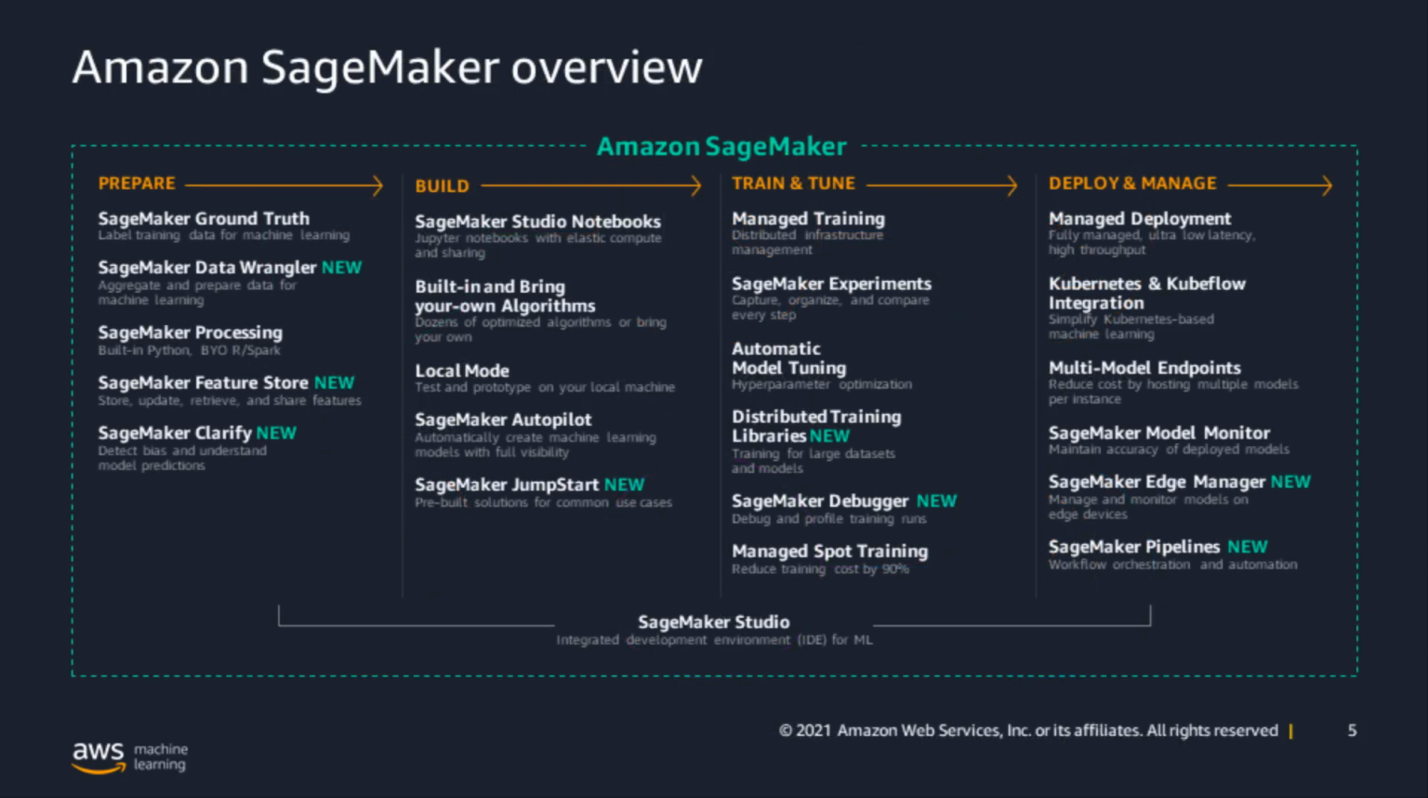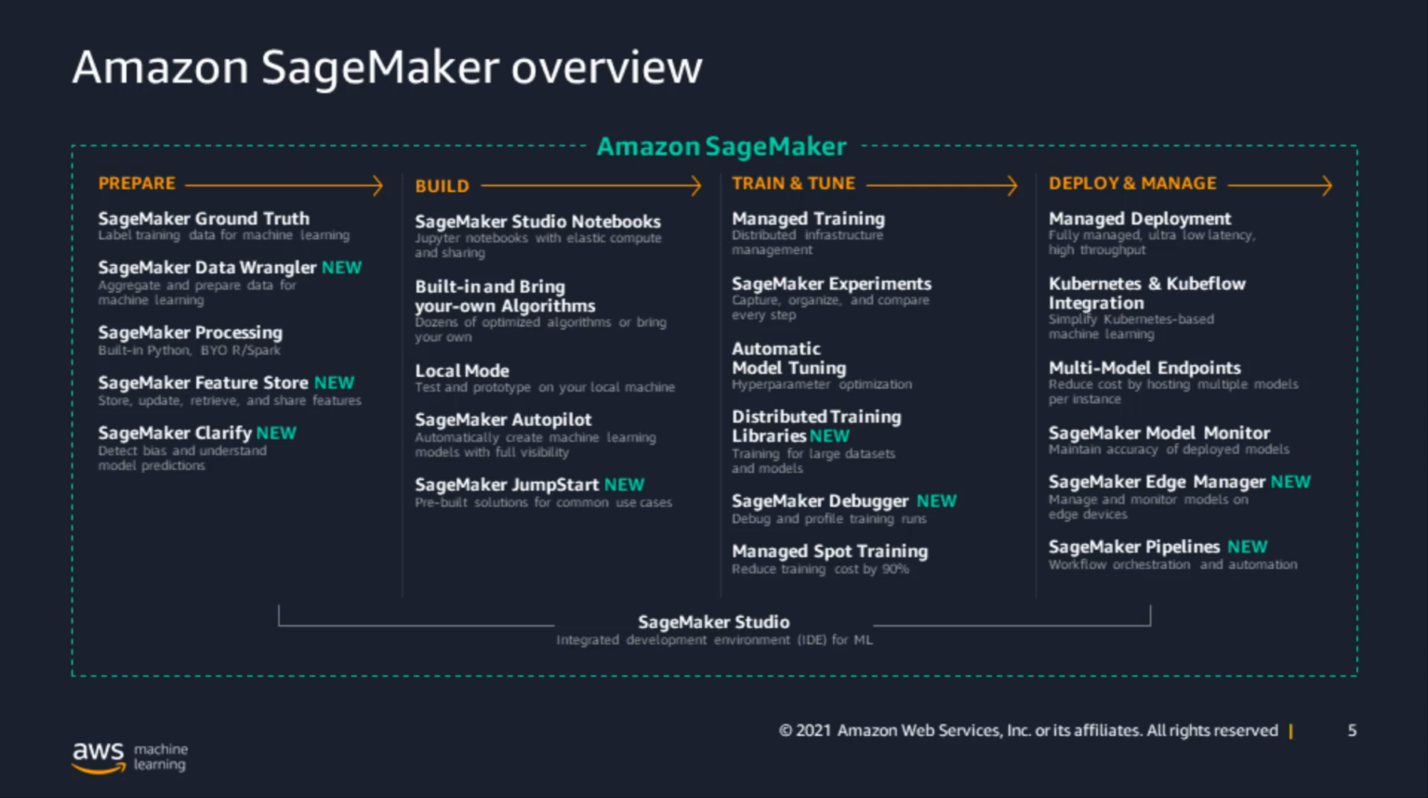So now let's switch gears a little bit and come to Amazon SageMaker and what it contains. SageMaker brings together a broad set of capabilities and purpose-built tools for ML, as you can see on the screen. It's quite robust, and it provides you an end-to-end mechanism to prepare, build, train, and tune, and finally deploy and manage your machine learning models.